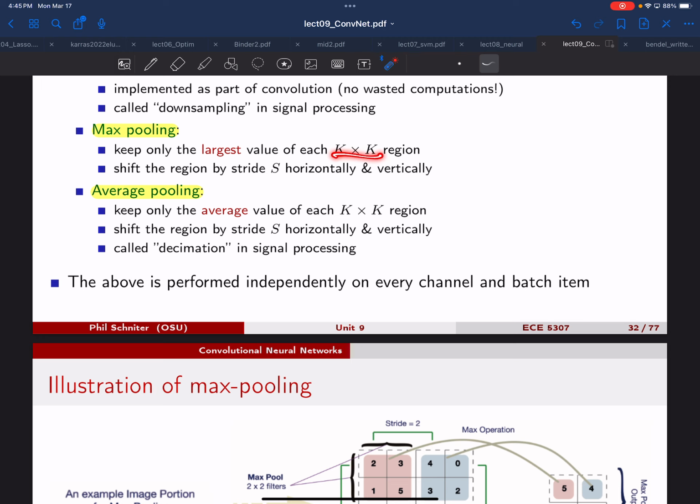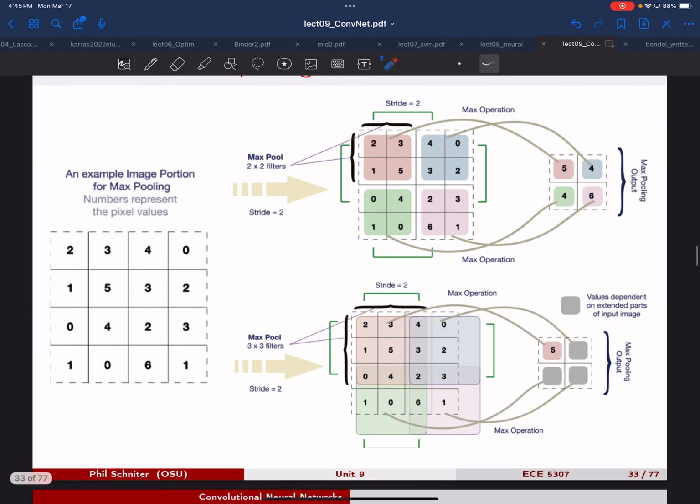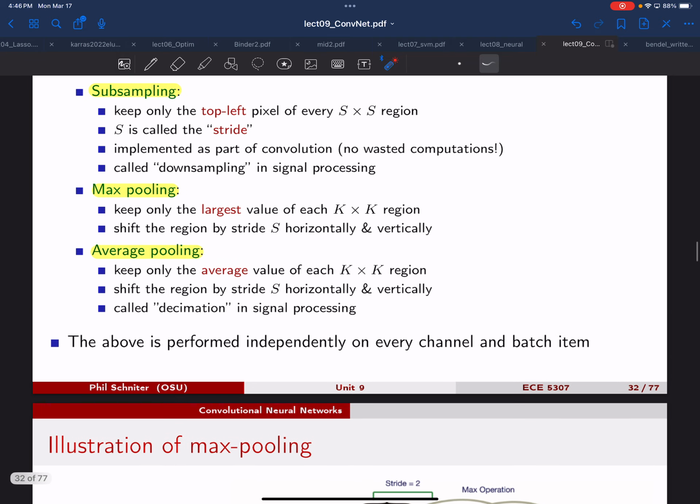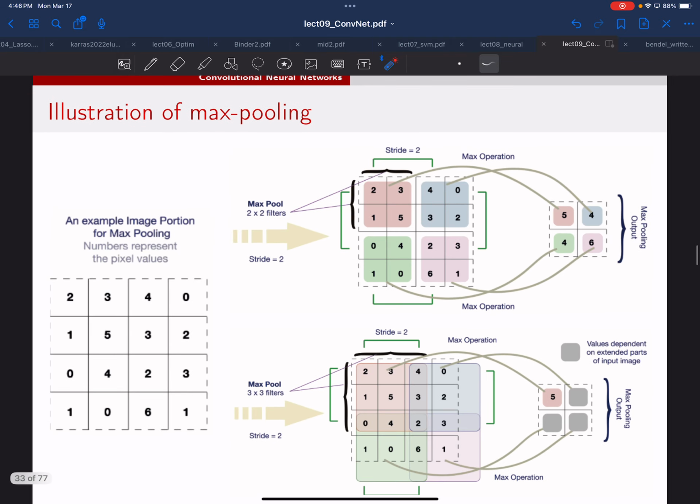But here's an example where I have a 3 by 3 region, and I'm shifting that over by 2. So I'm getting the same amount of subsampling because S is 2, but I'm looking over a larger region to compute the max. So those are two options with max pooling. Any questions on max pooling?